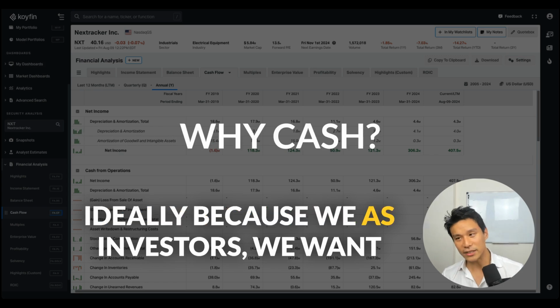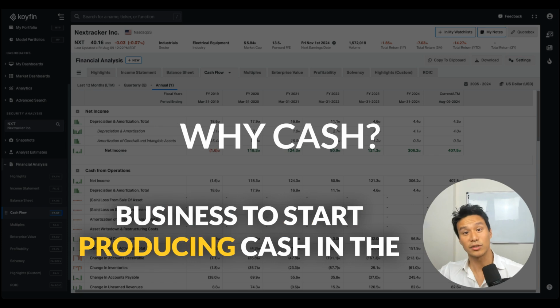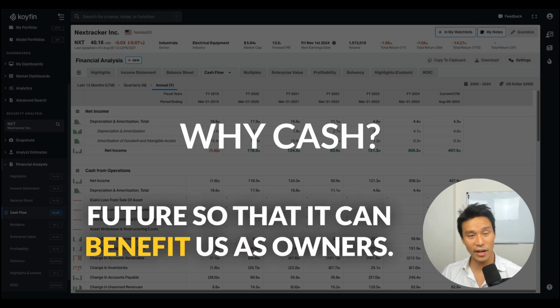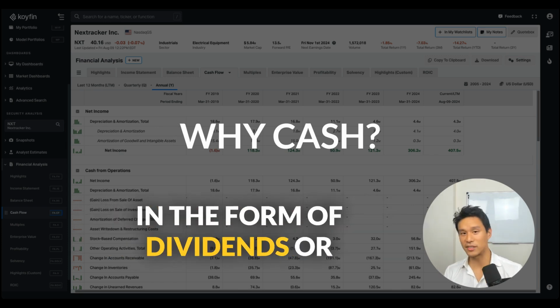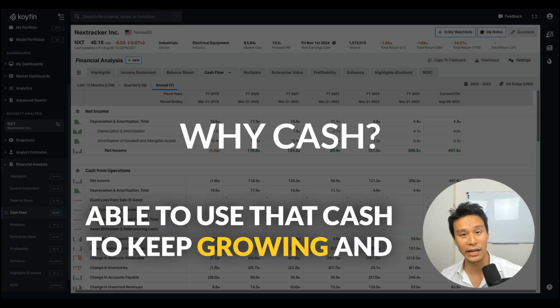Ideally, because we as investors want to invest in a business, we want that business to start producing cash in the future so that it can benefit us as owners in the form of dividends or repurchases, or just for the company being able to use that cash to keep growing and investing for itself.